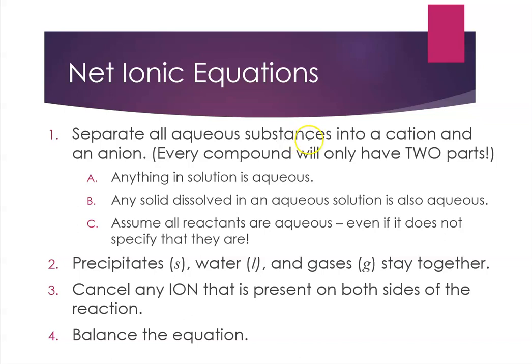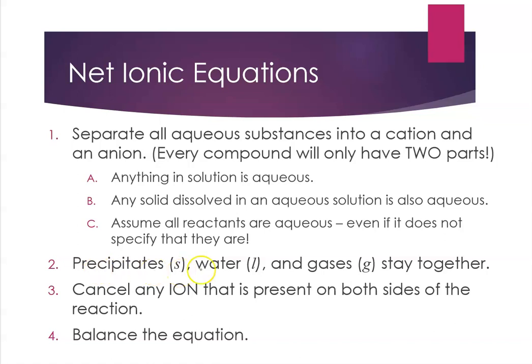So we separate everything that's aqueous into cations and anions. Every single compound only has one cation and one anion, so any compound can only separate into two parts. Basically, anything that you're starting with is aqueous. All of our reactants are going to be aqueous, even if it doesn't specify that they're aqueous.